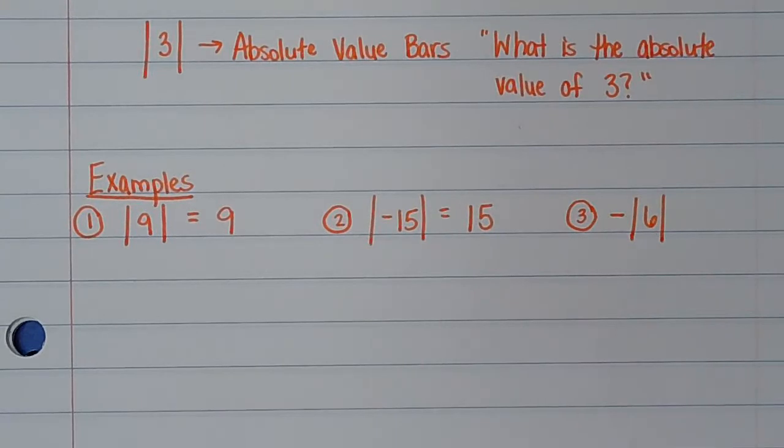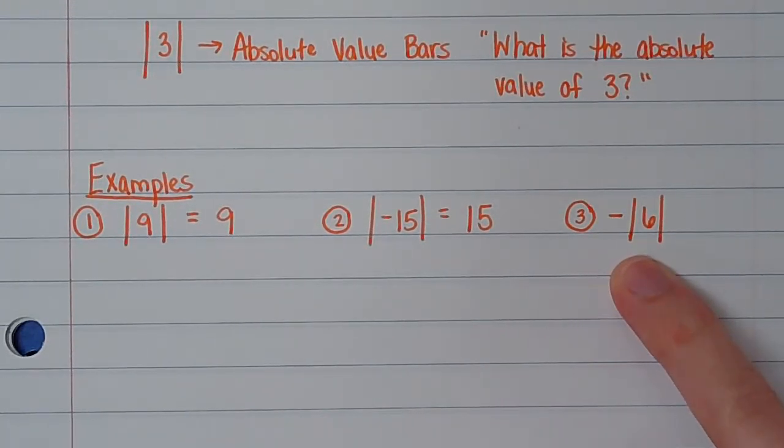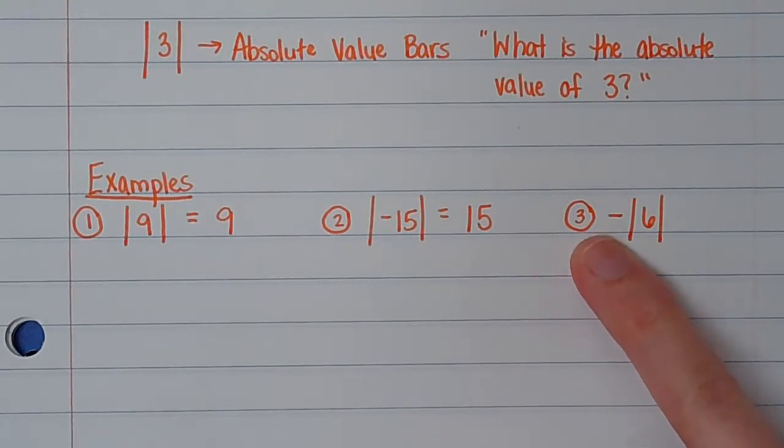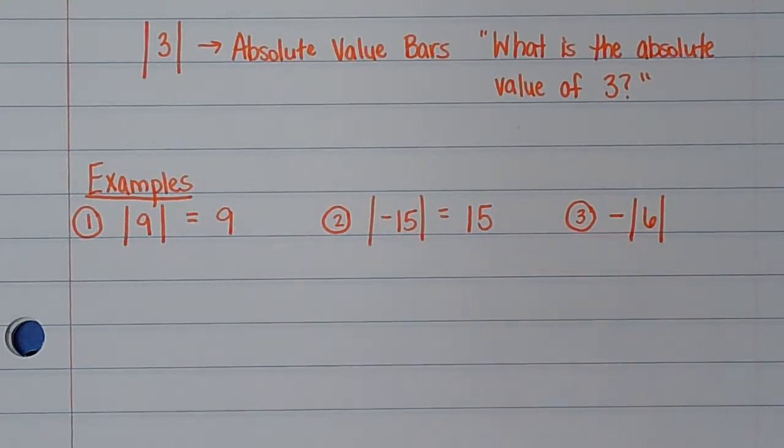Okay. This one looks a little more funky. The question says, what's the absolute value of 6? Then we got this negative on the outside. Now, this might seem silly to you, but here's how I always teach this.